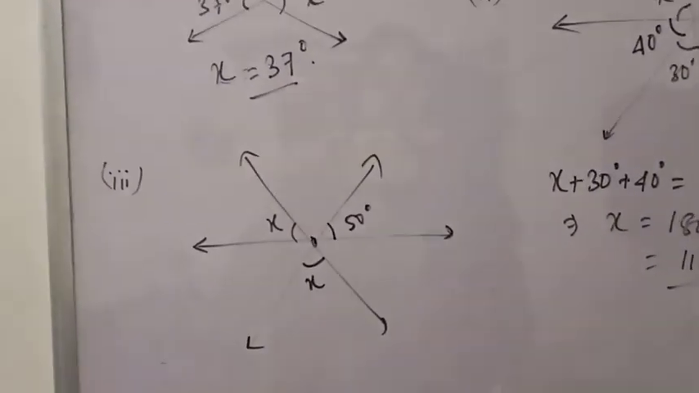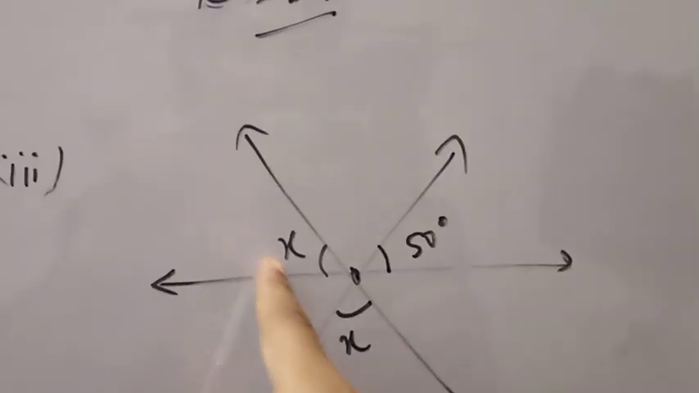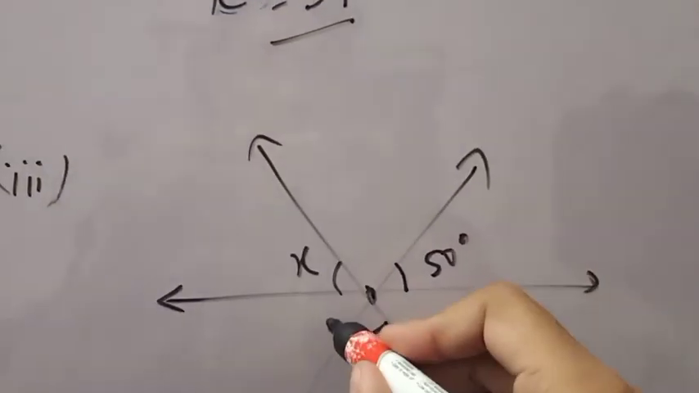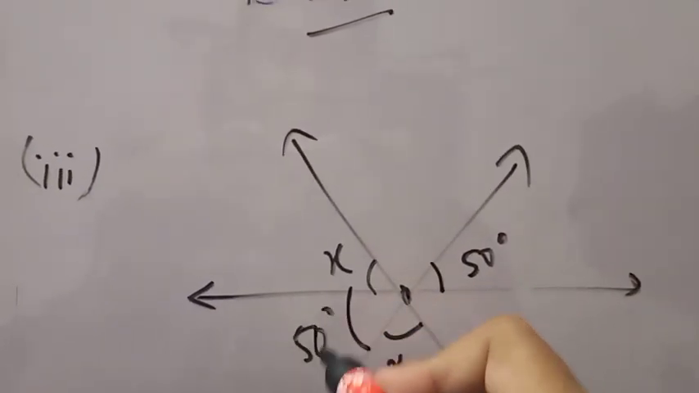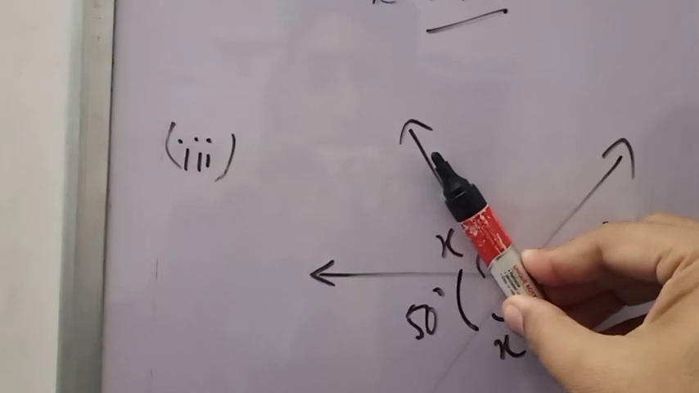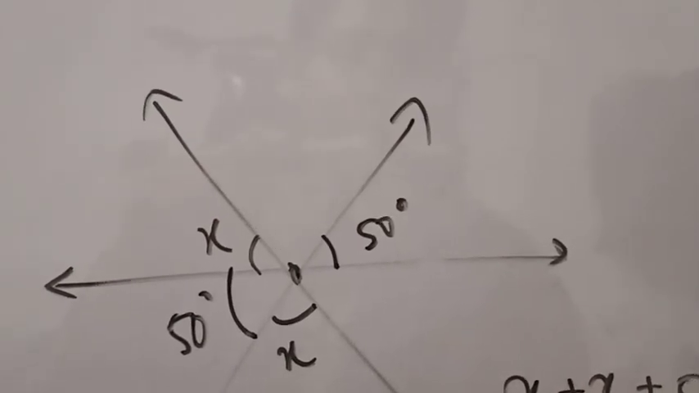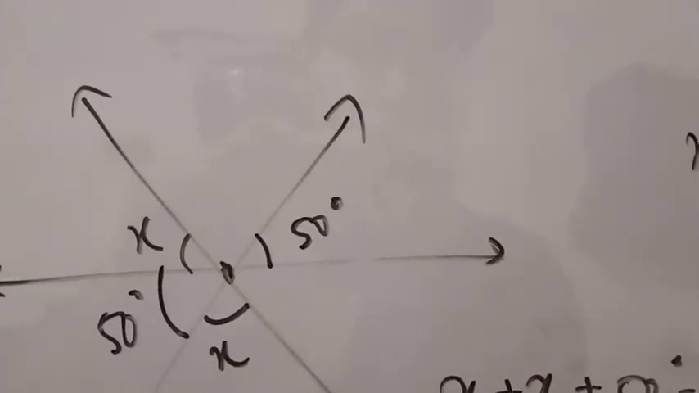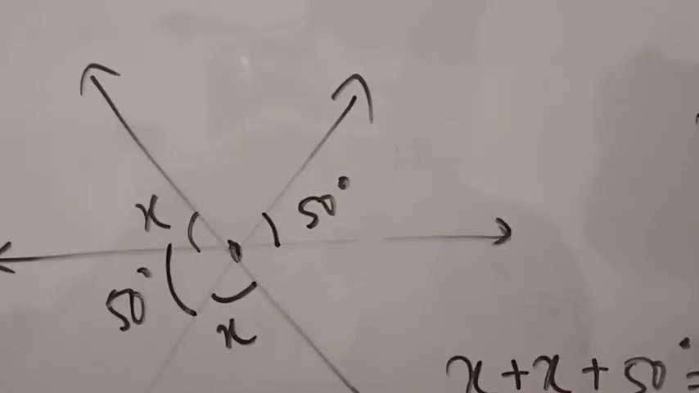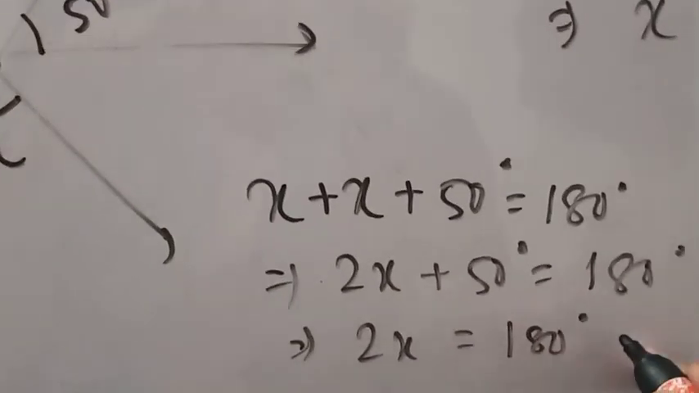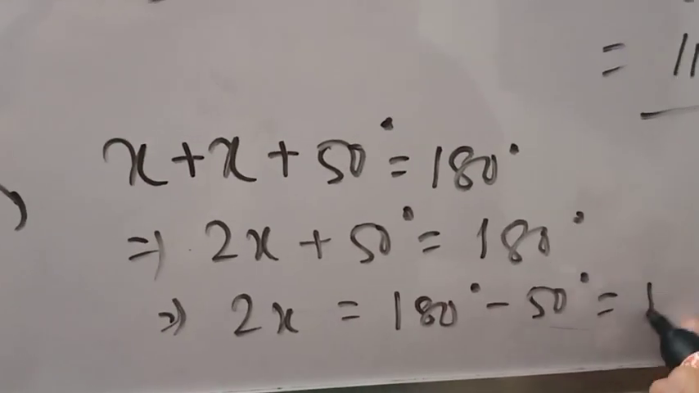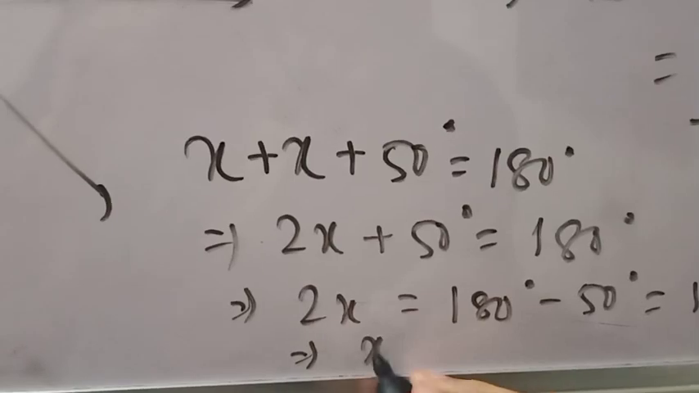And the last one, see that x and 50. So this 50 means this equals to 50 because this is vertically opposite angle. And if you take this line, then this is a linear pair, these three. So x plus 50 plus x equals to 180. So that means 2x plus 50 equals to 180. So 2x equals to 180 minus 50, that is 130. So x equals to 65 degree.